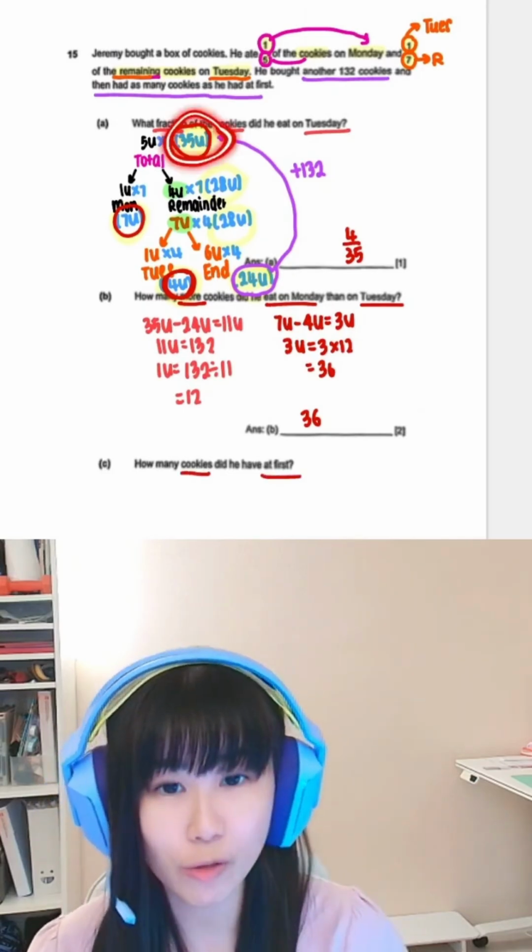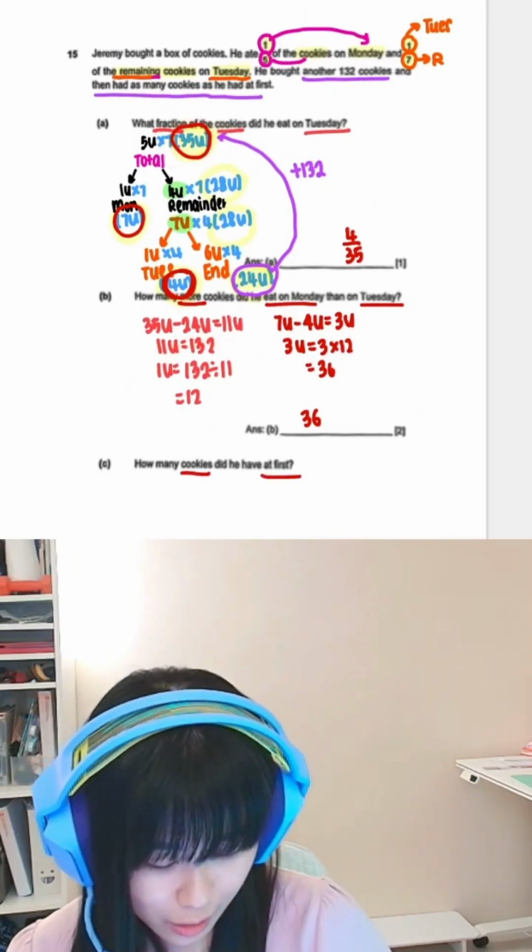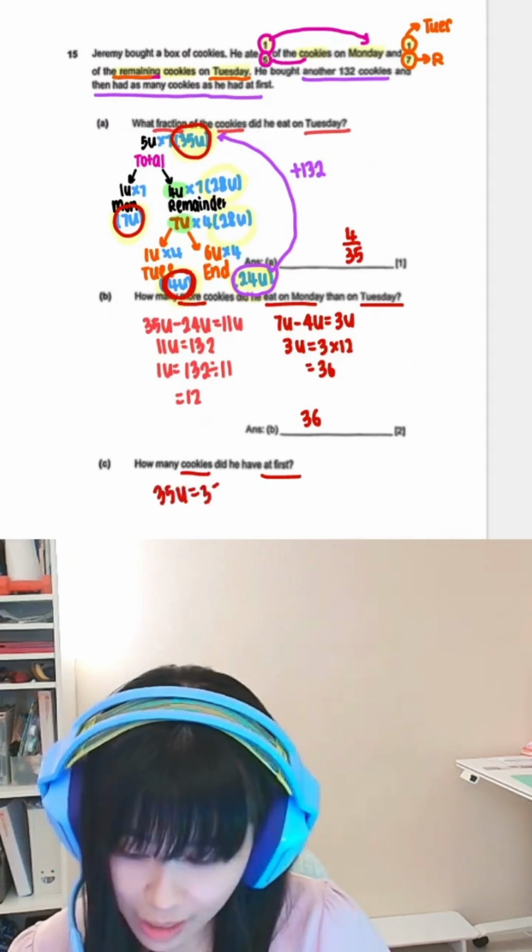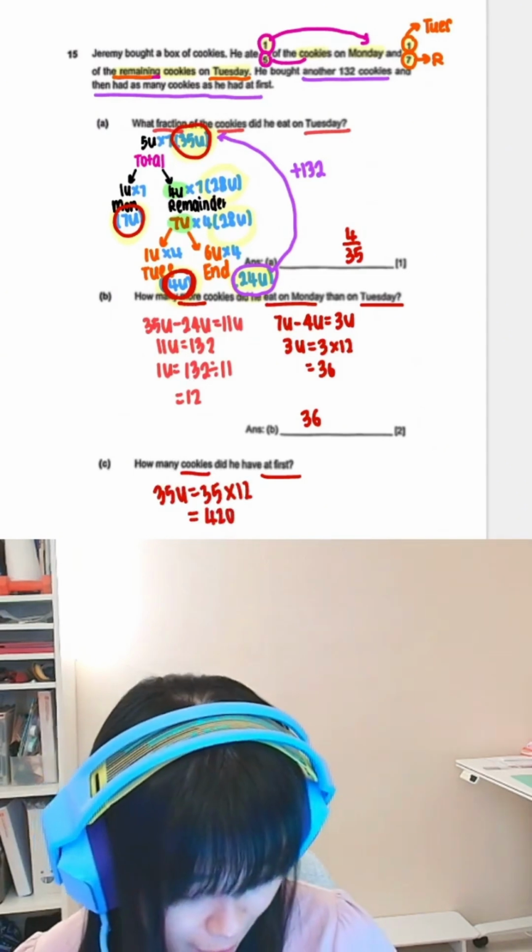How many cookies did he have at first? So at first is 35 units. If 1 unit is 12, 35 units is 35 times 12. Okay, done. Ratio is like that.